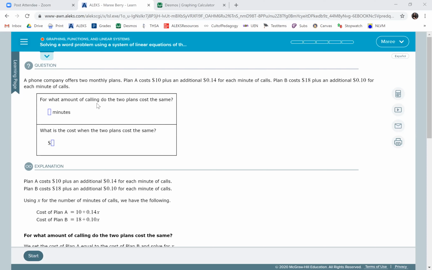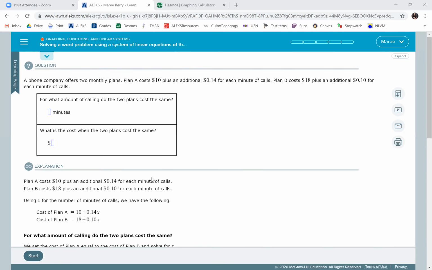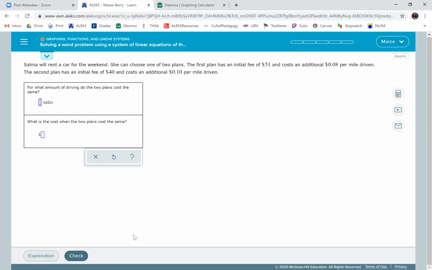For what amount of calling do the two plans cost the same? So you just set them equal to each other, solve for X. So it would be 200 minutes. And then it says, what is the cost? So we know it's 200 minutes, so we just plug in 200 for either one of these. 0.1 times 200 is, what is that? 20 plus 18. So it's like 38 would be the cost. So you can just plug in what you get for one of the plans and tell you.